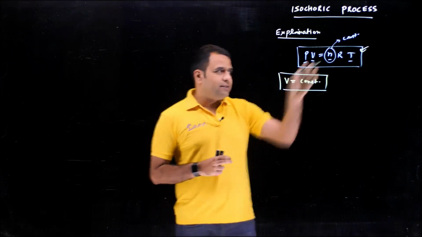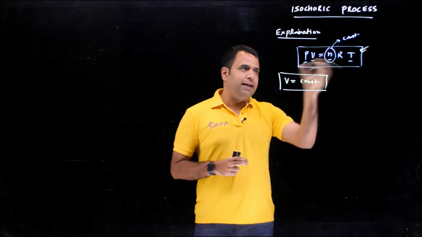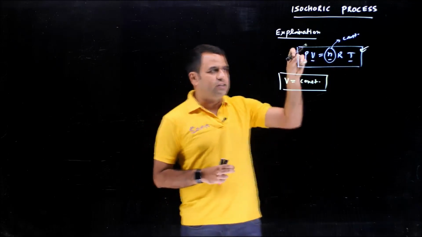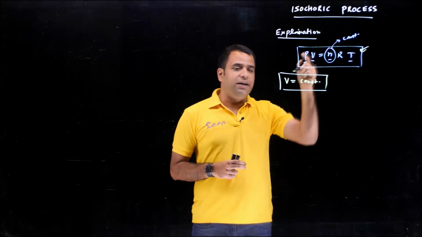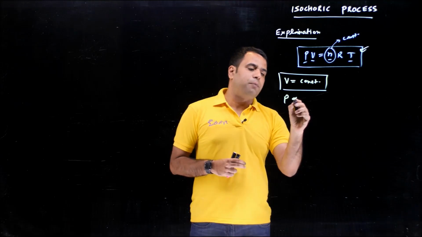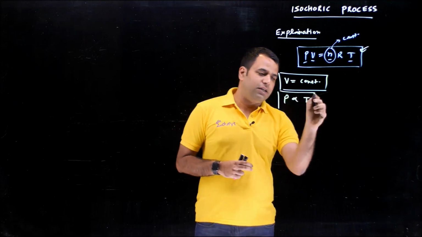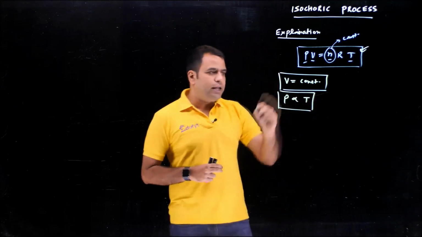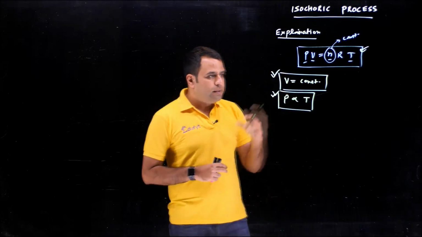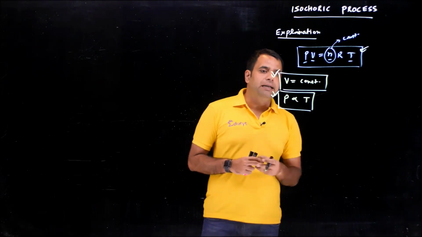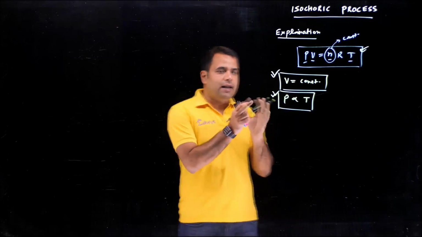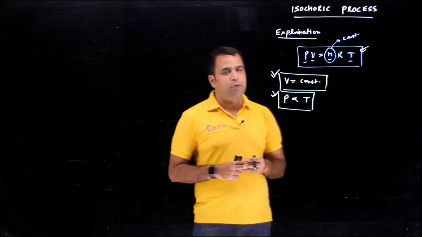Okay. Now this equation is always true. The thing is PV is proportional to T. So in that equation, if V is constant, by putting the constant value of V here, you also get that P is proportional to T. So either you say V is constant or you say pressure is proportional to temperature. Both of these equations represent the isochoric process. So these 2 equations are the analytical way of representing the isochoric process.